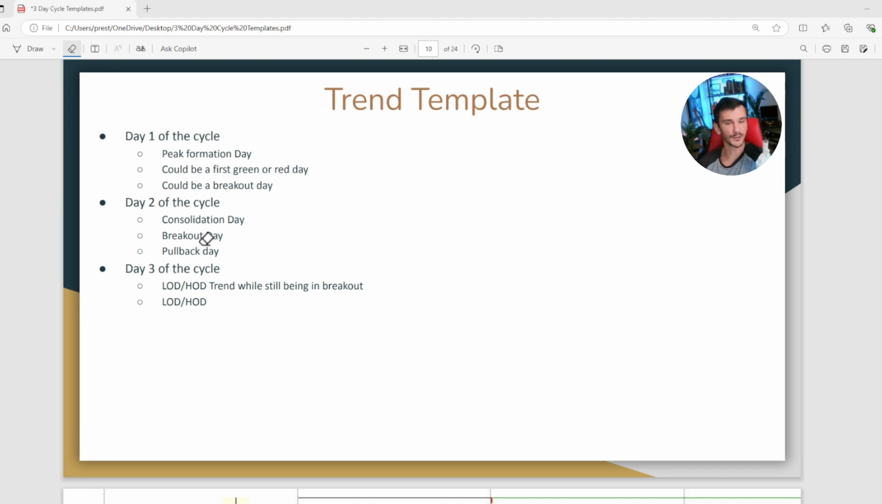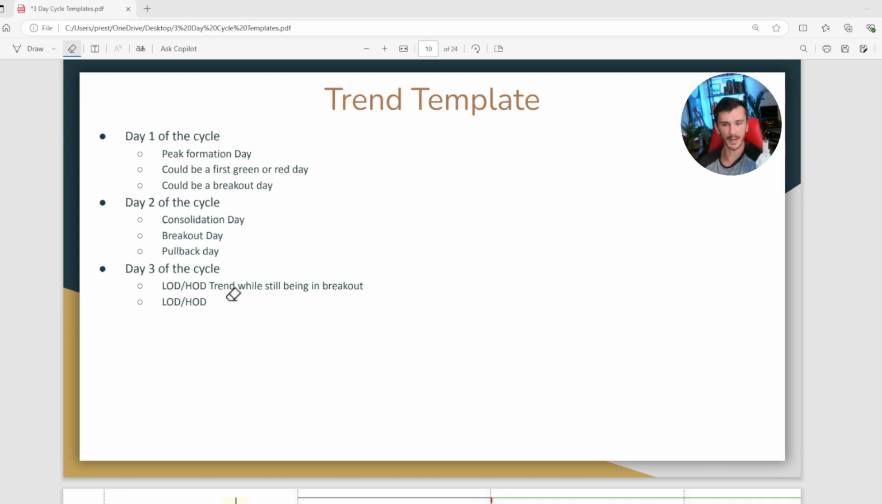Day 2 of the cycle could also be a pullback day. So if day 1 of the cycle was a breakout day and then day 2 starts to come back down, but we're still in breakout, that could be a breakout pullback sort of template where they've broken out of a previous day's range. They use the next day as a consolidation day or a pullback day. And then on day 3 of the cycle, we may now get our actual trend trade.